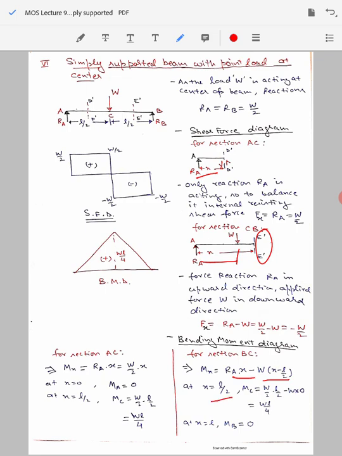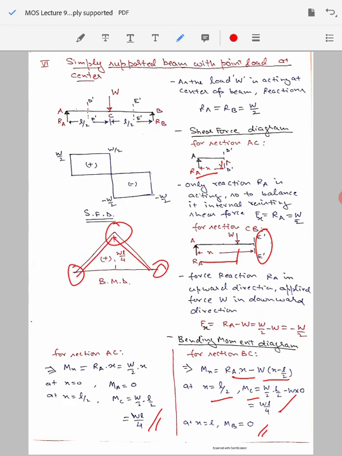We will evaluate it for x equal to L by 2 to obtain the value of bending moment at point C as WL by 4, which is the same as we obtained from the previous equation. And if I substitute x equal to L, my bending moment at point B will be 0, and we can plot it here. So it is 0 at point A and point B, while at point C the value becomes WL by 4, and it is a straight line here.